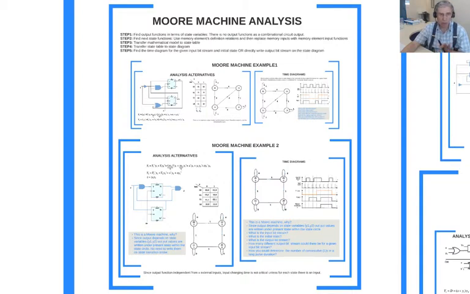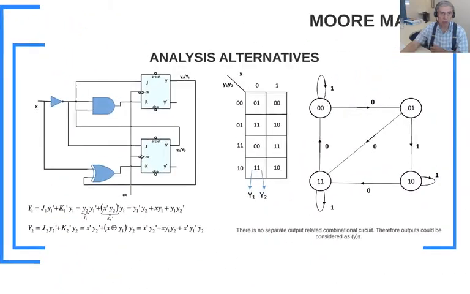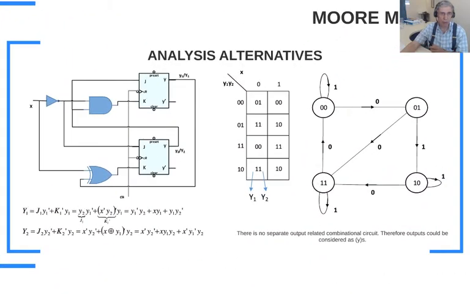At the beginning, I am going to show you this. I'm going to leave the analysis of this circuit to you. The information is available here. The next example, Moore machine example 2, I will be doing the analysis step by step. Let me go into the details of this circuit now. So that is a Moore machine.